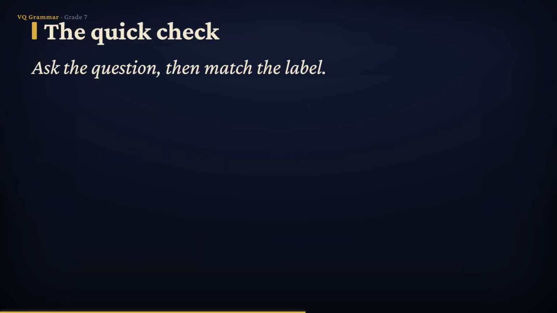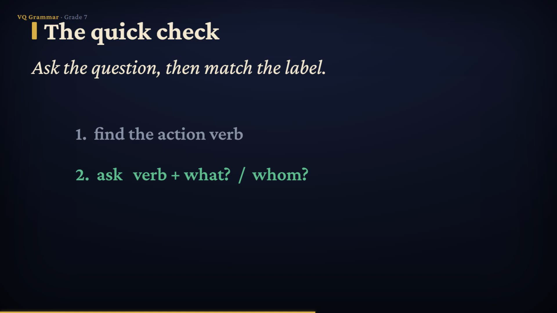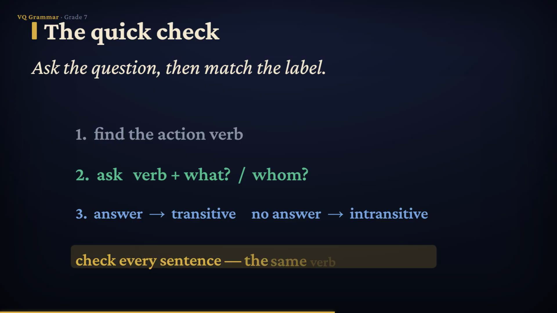Let's boil it all down to a quick three-step check. First, find the action verb. Second, ask it the question, verb plus what or verb plus whom? Third, if there's an answer, the verb is transitive. If there's no answer, it's intransitive. And never forget the big warning from a moment ago. The same verb can switch jobs, so check every single sentence on its own. Ready to practice a few together?